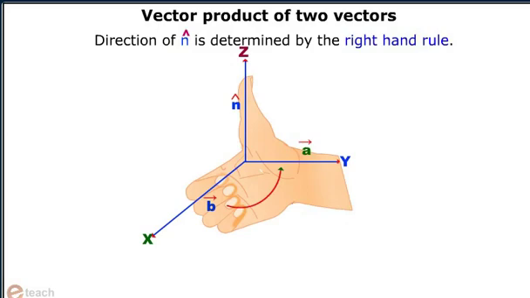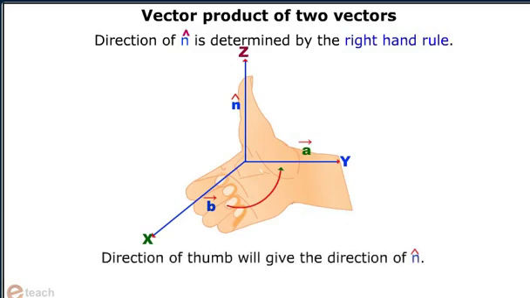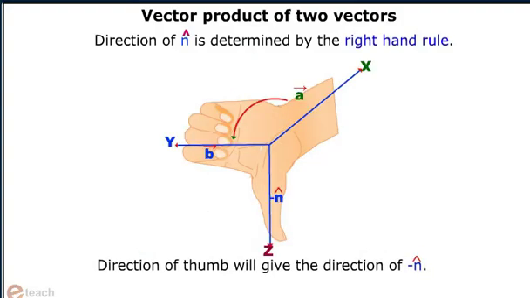We have to find the direction of a cross b vector. Let us see how we will do it. When we have to find out the direction of a cross b, we have to translate b vector towards a vector, keeping their point of intersection constant. Now roll your fingers of the right hand in the direction of b vector moving toward a vector. The direction of the thumb will give the direction of n cap.